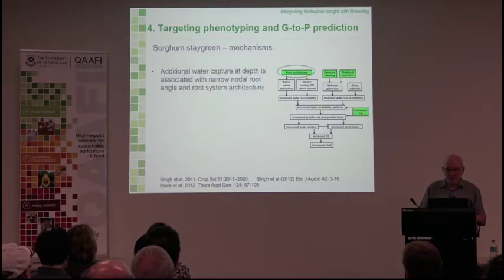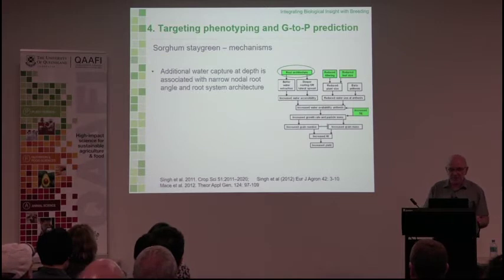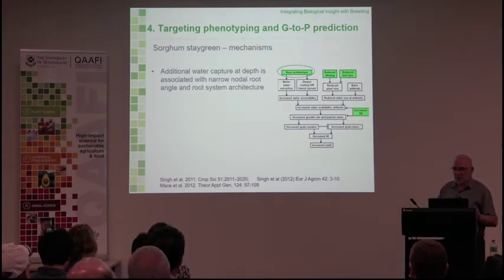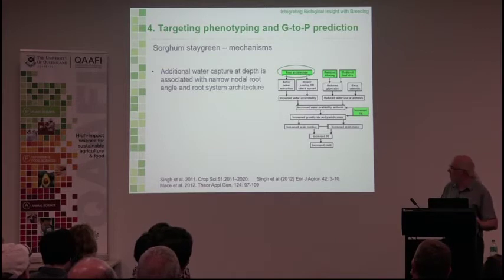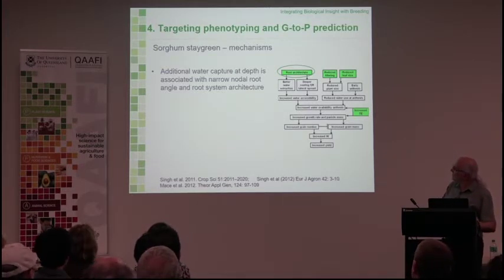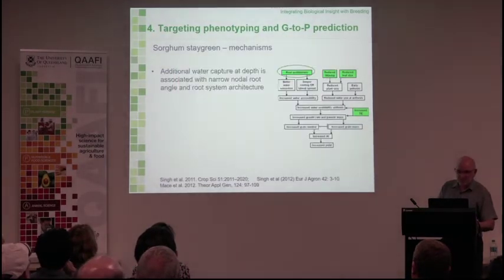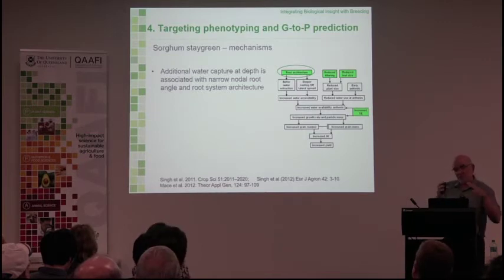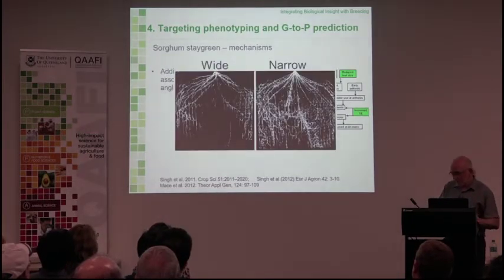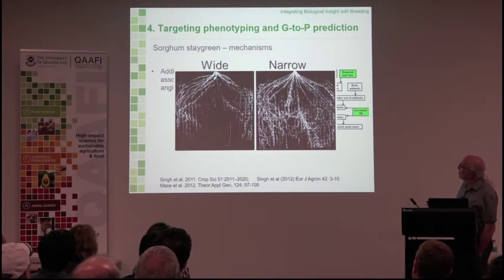So I just want to look at one of those, and this is the work from Vijaya Singh on root architecture. One of the things that she did was look at nodal root angle and root system architecture and the ability of those root systems to capture water. And these are just images from 2 divergent genotypes, one with a narrow angle and one with a wider angle. These are nodal roots in sorghum that frame the architecture of the mature plant root system.